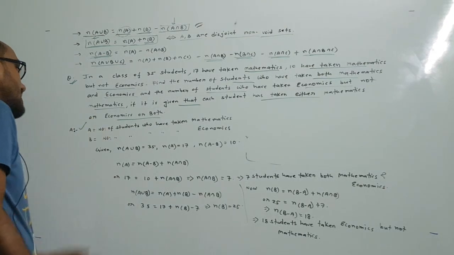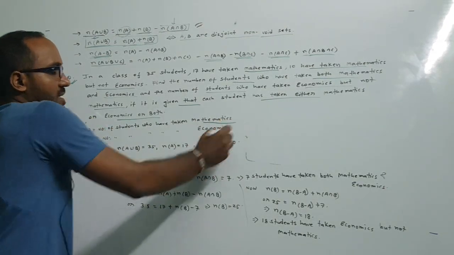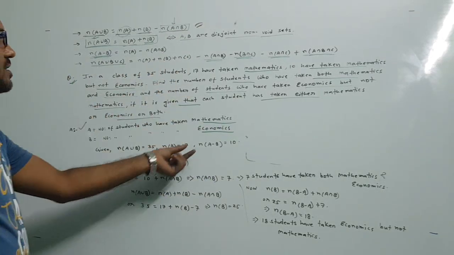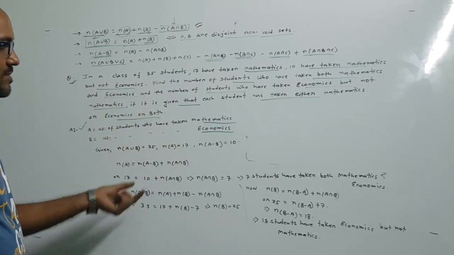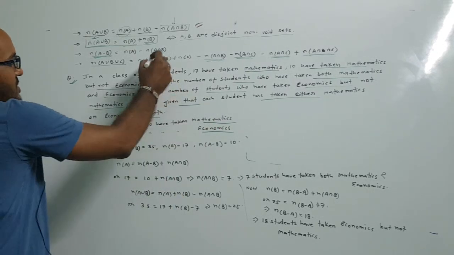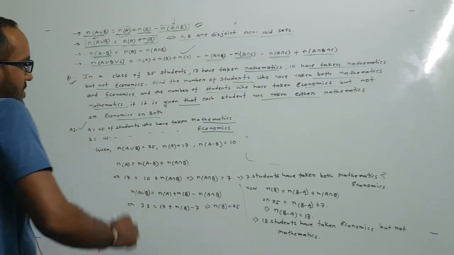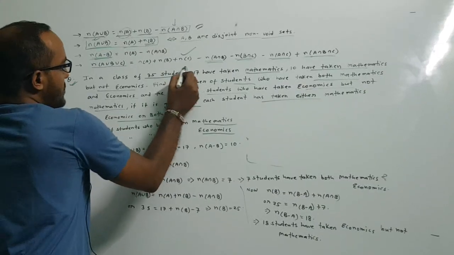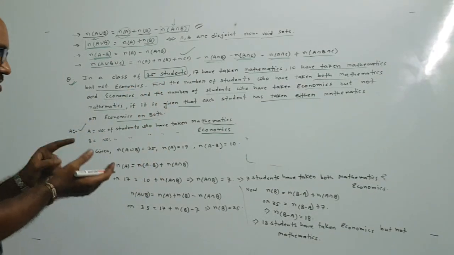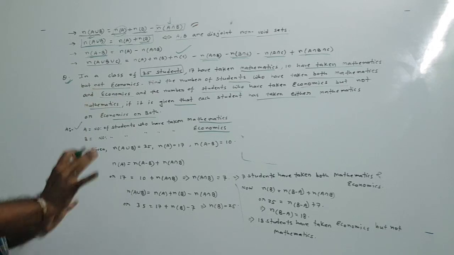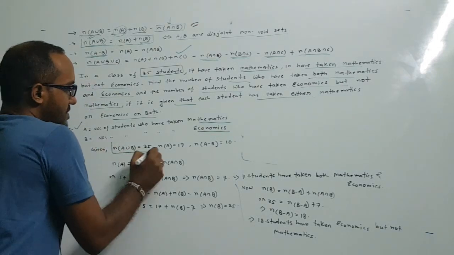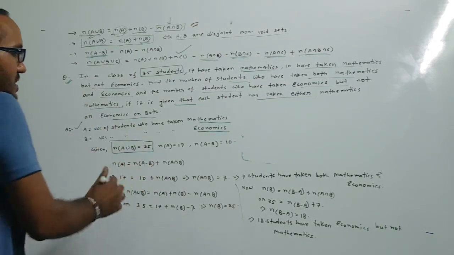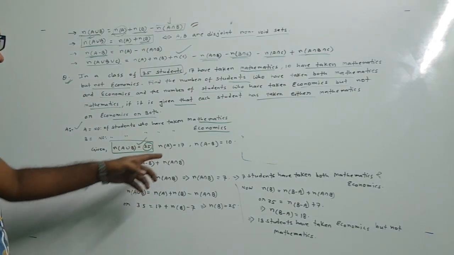that means let us say A is the set of students who have taken mathematics, B is the set of students who have taken economics. Here we have only two variables, mathematics and economics. If we have three variables, we will get C. So in the last formula we will use this. It is given that in a class of 35 students, that means the mathematics and economics students total 35. So n of A union B is given as 35.